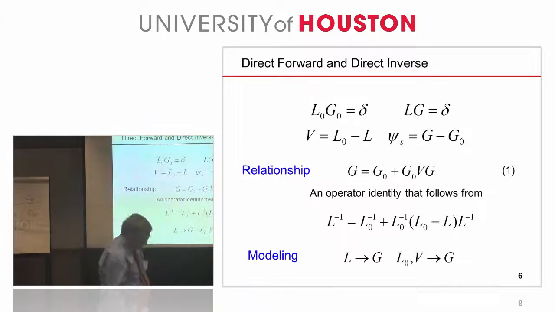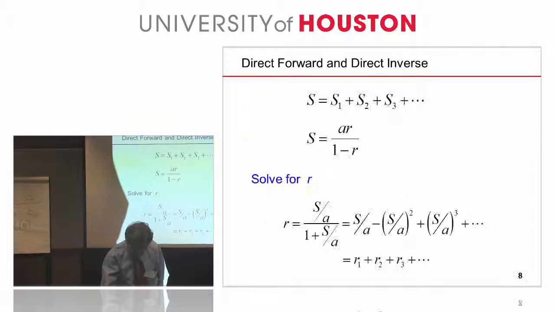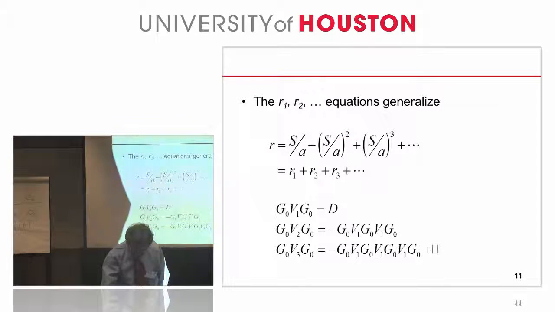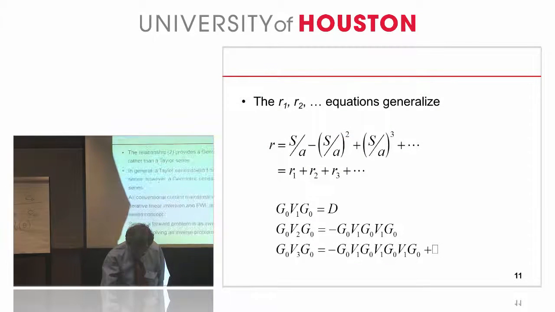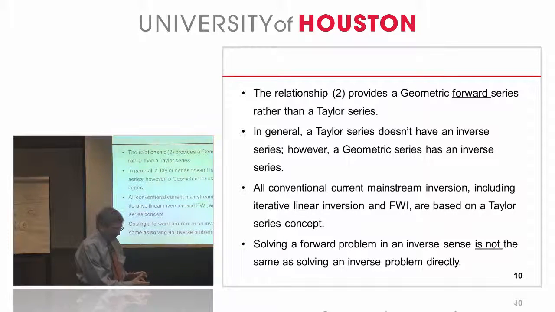So this story you've seen, the inverse scattering series and all that. I just want to point out one important thing. The big deal about the inverse scattering series is it comes from an operator identity. And that operator identity, as I said earlier today, leads to a geometric series. And geometric series have inverse series. And that's the message. It's that simple.